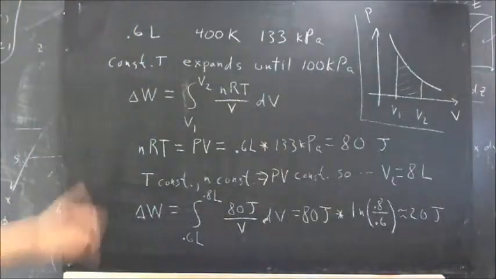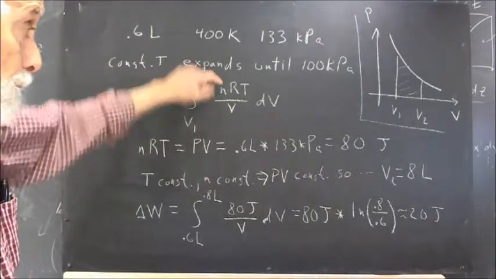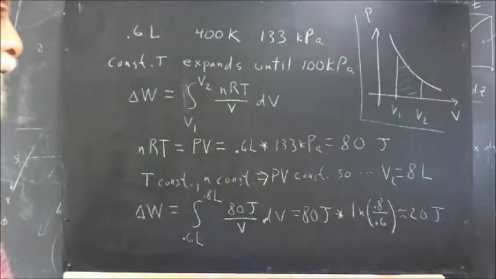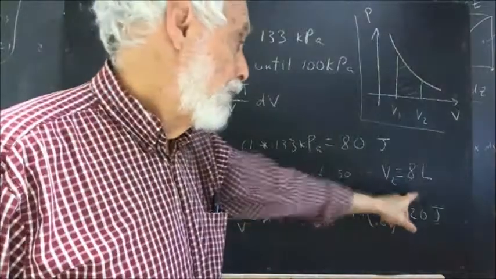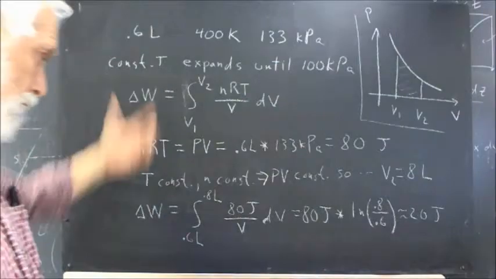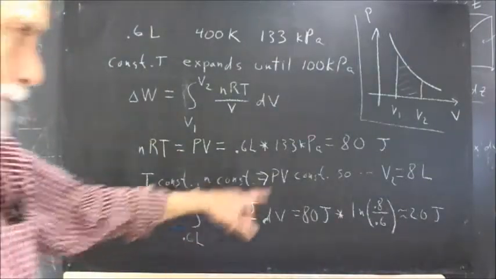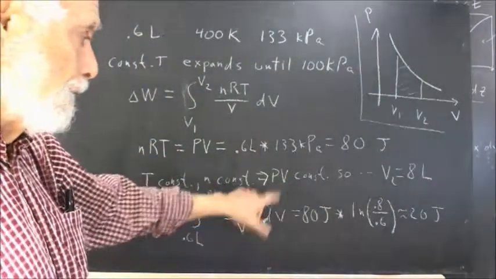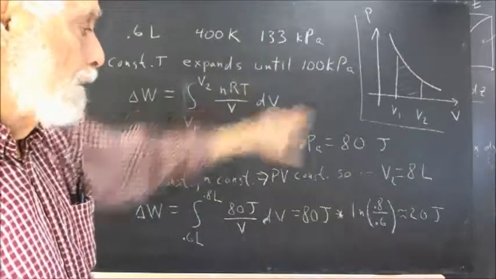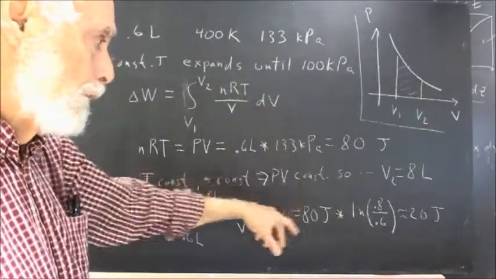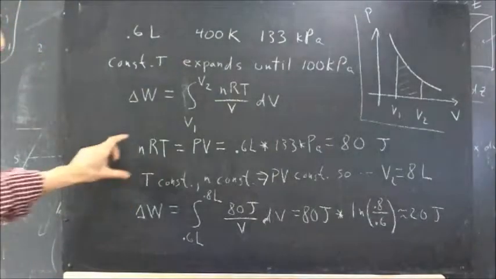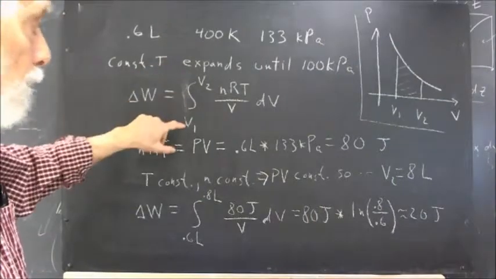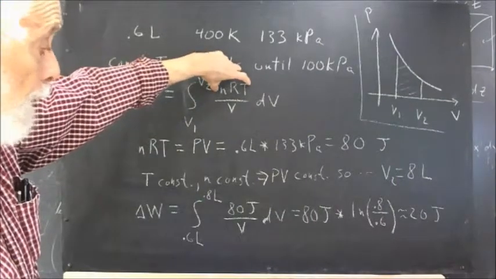Now we're going to integrate this expression. PV being 80 joules, nRT is 80 joules, so here we figure that the volume is 8 liters. We've already talked about that. Constant temperature, constant n means PV is constant, and from that we just have the ratio. P goes down to 3/4 of its previous, V goes up to 4/3, and 4/3 of 6 is 8. Okay, so nRT is 80 joules, so our integral from V1 to V2 goes from 0.6 to 0.8 liters.